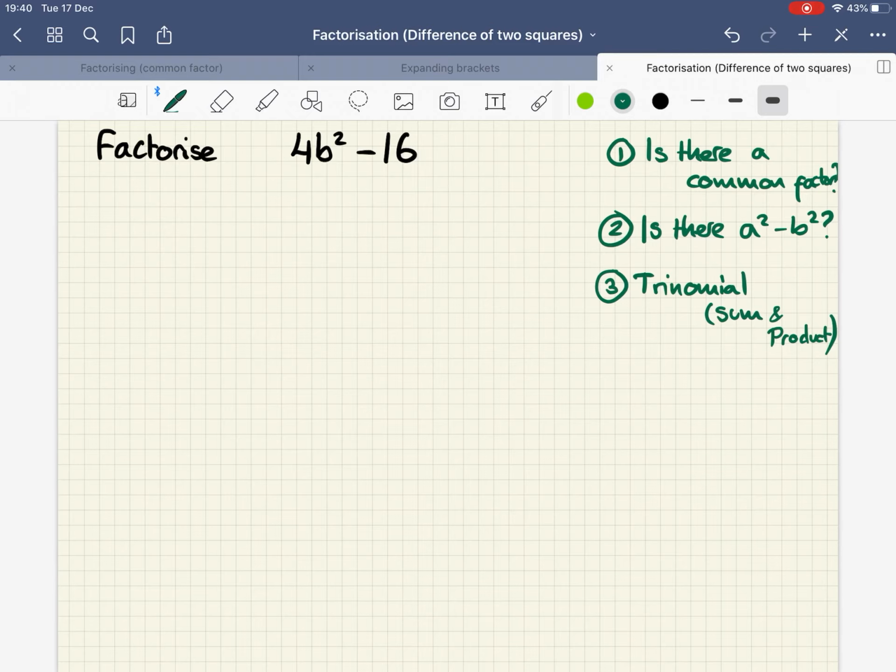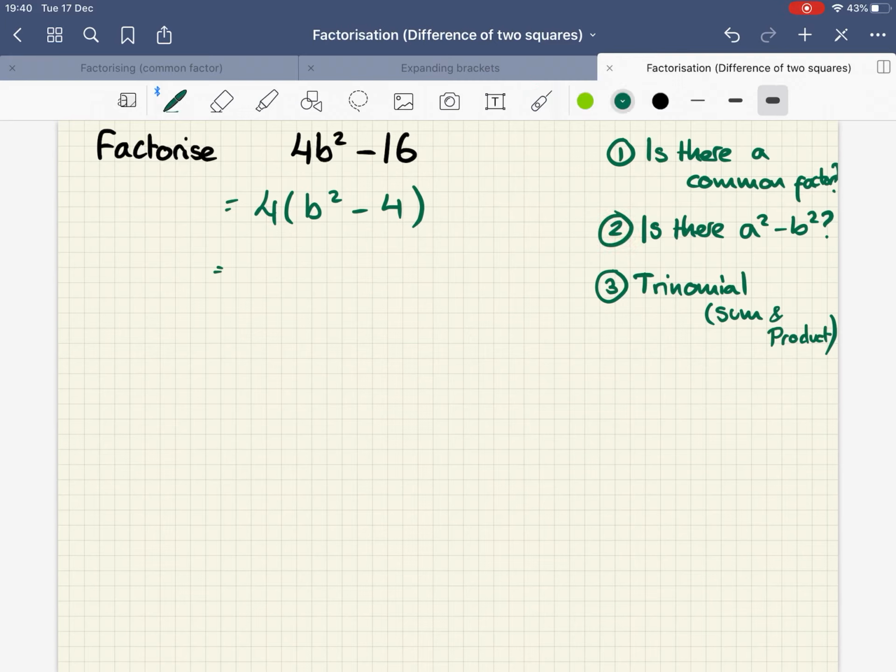So I look at this first and I think, right, is there a common factor? Well, I could divide 4 and 16 by 4. So yes, there is. So I'm going to take 4 on the outside. And now I've got b squared minus 4 inside my bracket. But then I look and double check and make sure I fully factorise. And if I look, I can square root b squared. I can square root 4. And there is this take away sign in the middle. So that means I can also apply my number 2.